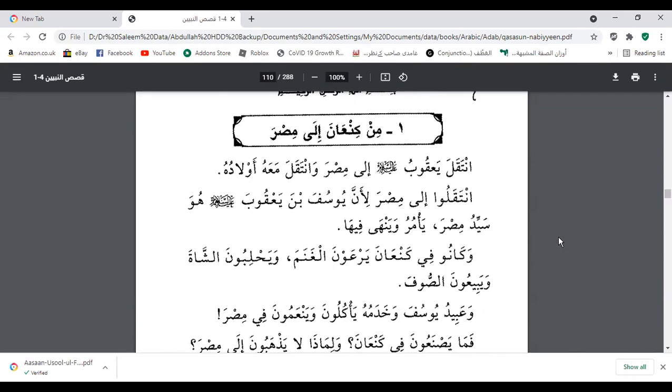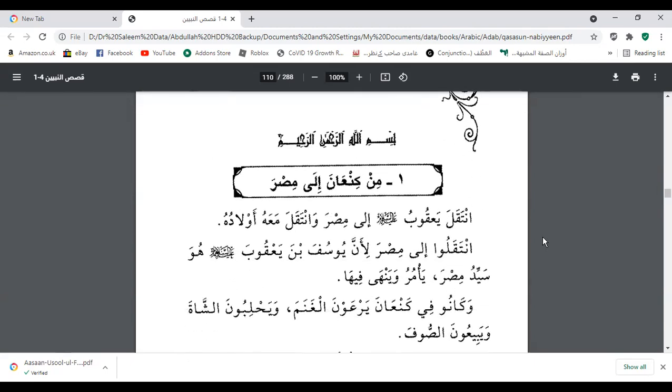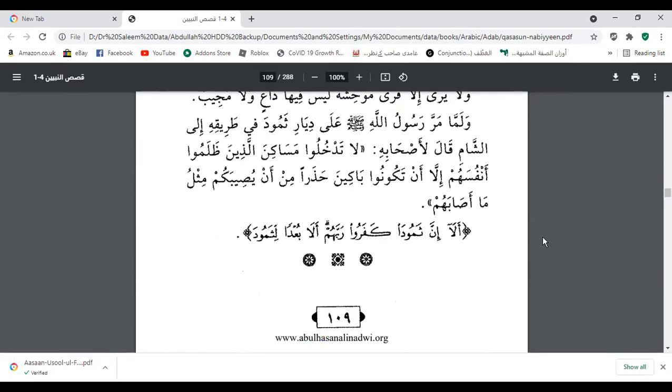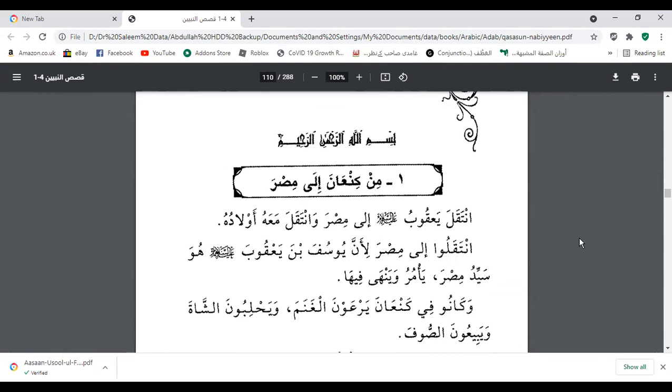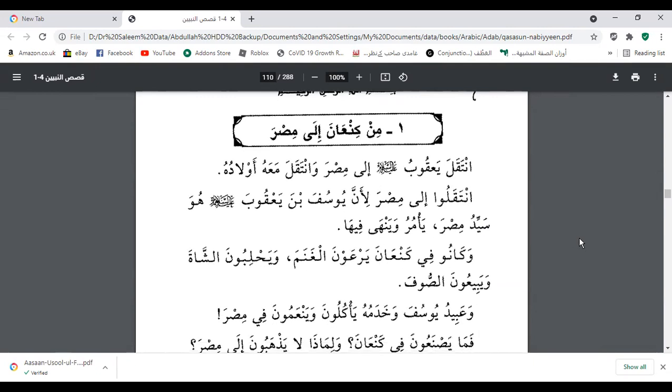من كنعان إلى مصر. انتقل يعقوب إلى مصر وانتقل معه أولاده. Yaqub alayhi salam migrated to Misr, to Egypt, and with him, وانتقل معه أولاده. His family, his children also migrated with him. انتقلوا إلى مصر. They migrated, they moved to مصر لأن يوسف ابن يعقوب.